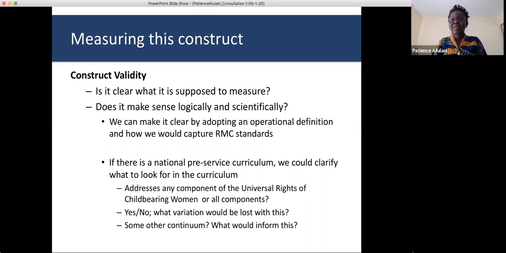So the answer to these questions is it depends on the measure we choose for the construct. We can have an RMC measure with high construct validity, as has been shown with individual measures, if we have a clear operational definition and ensure that the related measures reflect the operational definition. If there is a national pre-service curriculum for each country, we could verify what to look for in the curriculum. We'll need to be clear how we'll capture it. So whether we are looking at the presence of any component that specifically addresses the RMC charter, or whether we're interested in all components. And so whether we're capturing this as a yes/no binary indicator and what is lost in that, or whether we want to look at it as a continuum, keeping in mind trade-offs for each approach.